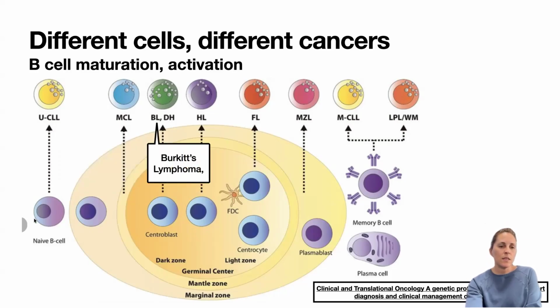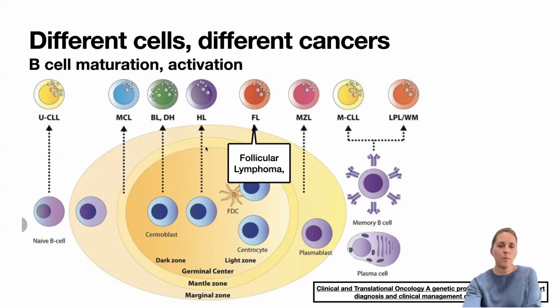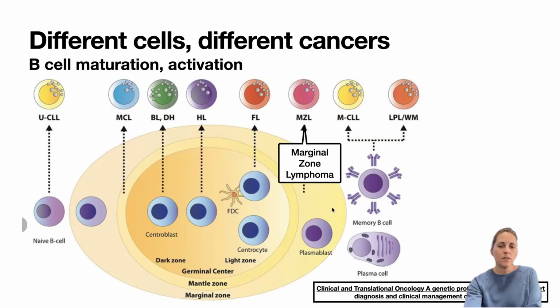And then these are all maturing. We've got Burkitt's lymphoma. So these are B cells that are in the germinal center. Burkitt's lymphoma, Hodgkin lymphoma, follicular lymphoma. So now we have the activation. This is the generation of a plasmablast. So this is an active B cell that's producing antibodies. This is a marginal zone lymphoma.